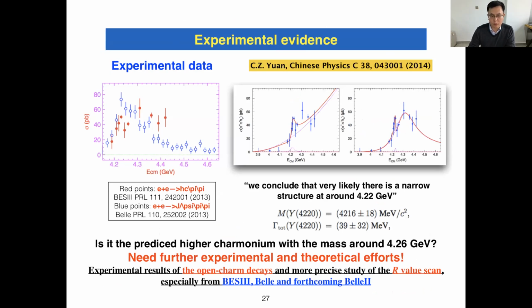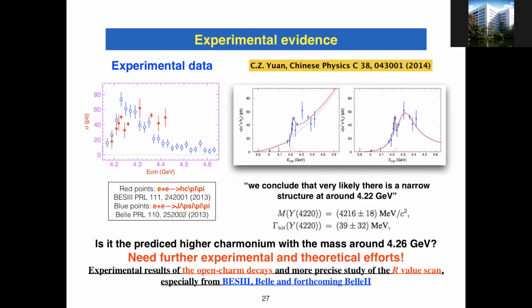from BESIII. So you can notice that in 2014, BESIII began to focus on this issue. They measured the e+e- to J/psi pi+pi- process and the e+e- to h_c pi+pi- process, and found that there exists evidence for the nanostructure around 4.2 GeV. So this is the experimental evidence.